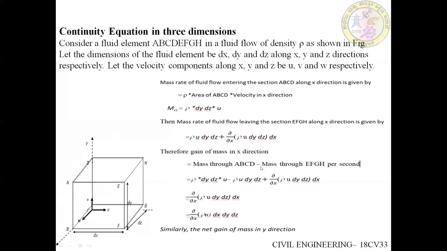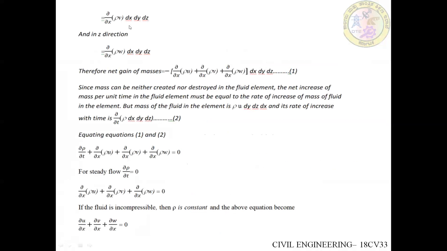So it is mass through ABCD minus mass through EFGH per second. So we arrive at the equation dou by dou x of rho u dx dy dz. Similarly, we can determine the net gain of mass in y direction, which is coming as dou by dou y of rho v dx dy dz. Similarly, in z direction, it is dou by dou z of rho w dx dy dz.